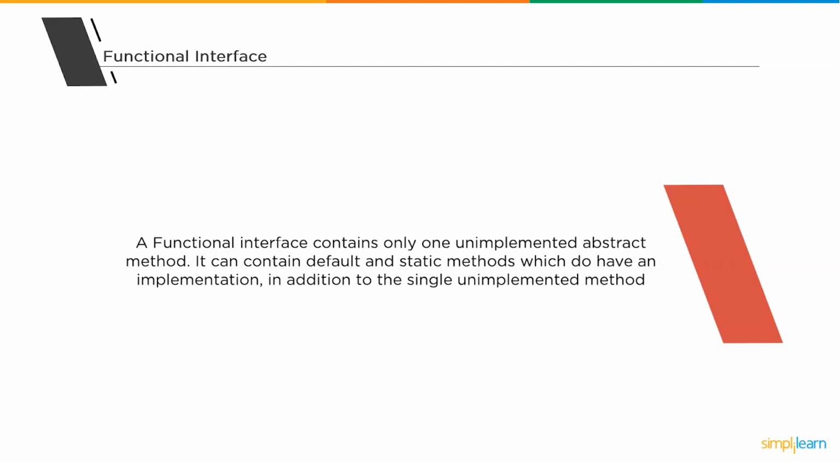So the functional interface can be defined as follows. A functional interface in Java is an interface that contains only a single unimplemented abstract method. A functional interface can contain default and static methods which do have an implementation, in addition to a single unimplemented method.